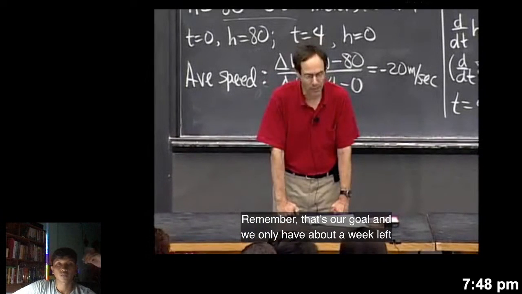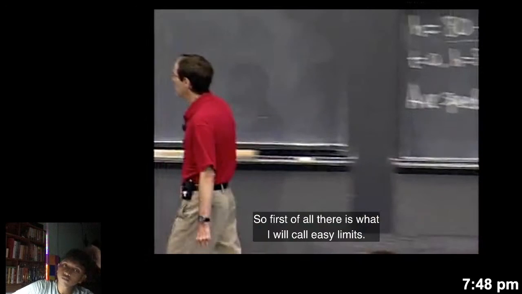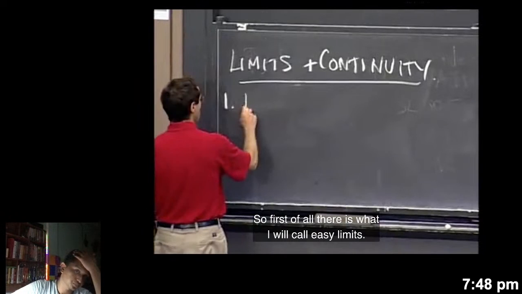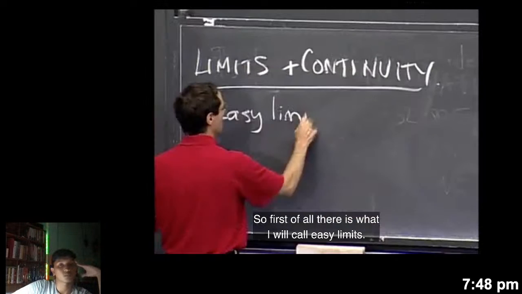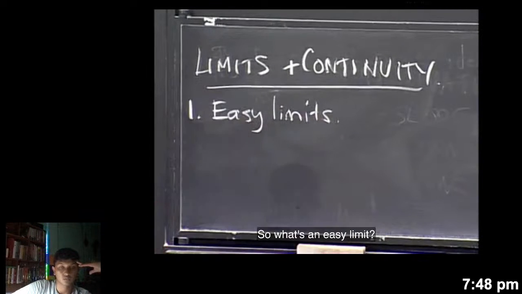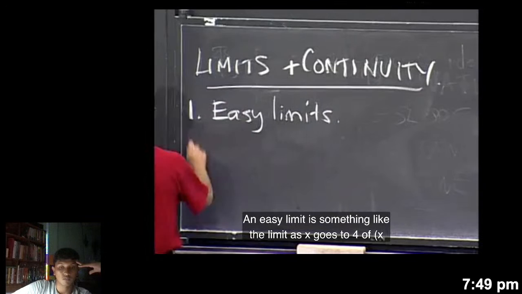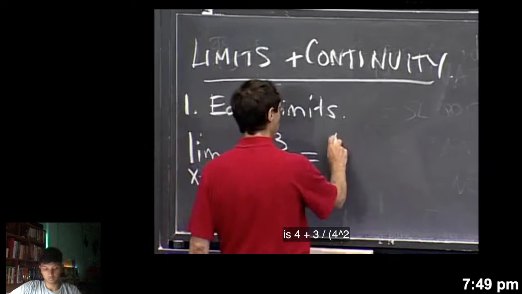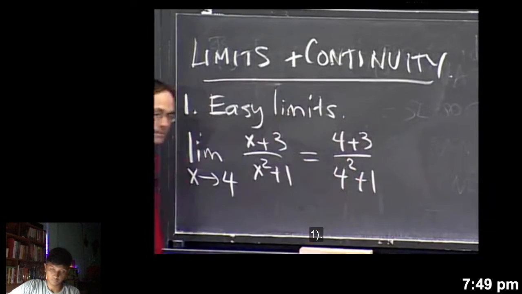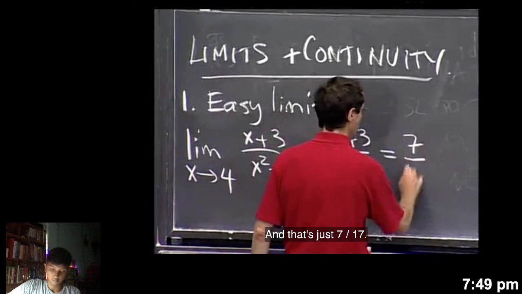So first of all, there's what I will call easy limits. So what's an easy limit? An easy limit is something like the limit as x goes to 4. Because what I get here is 4 plus 3 divided by 4 squared plus 1. And that's just 7 divided by 17. And that's the end of it. So those are the easy limits.